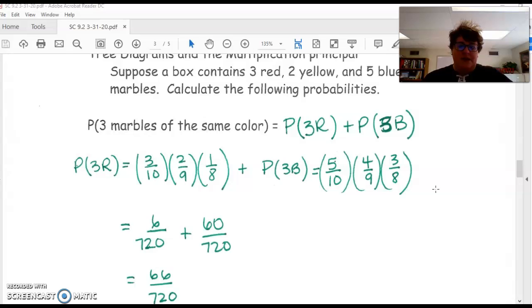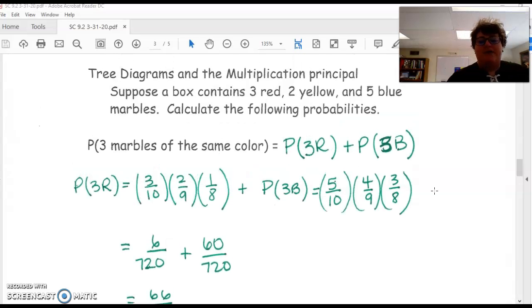Okay, so here's another one. You still have your 3 red, 2 yellow, and 5 blue. So what's the probability of pulling 3 marbles of the same color? Well, we can get 3 reds. So we want the probability of 3 reds, plus we want the probability of 3 blue, because we can get 3 blue. Now, the reason that yellow is not included here is because there are only 2 yellow marbles. So the probability of getting 3 yellow marbles is 0. That's not possible. Okay, so we want to add those 2 probabilities together. And again, this is without replacement.